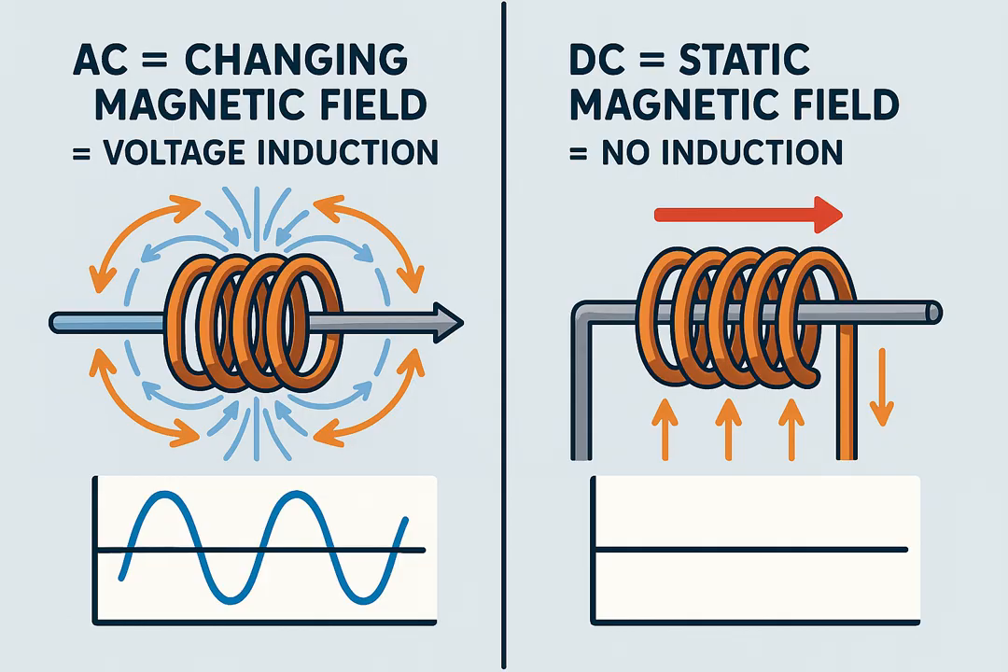In contrast, direct current, DC, flows in only one direction. That means the magnetic field it creates is static and unchanging. No changing field means no induction in the secondary coil, so the transformer won't work.